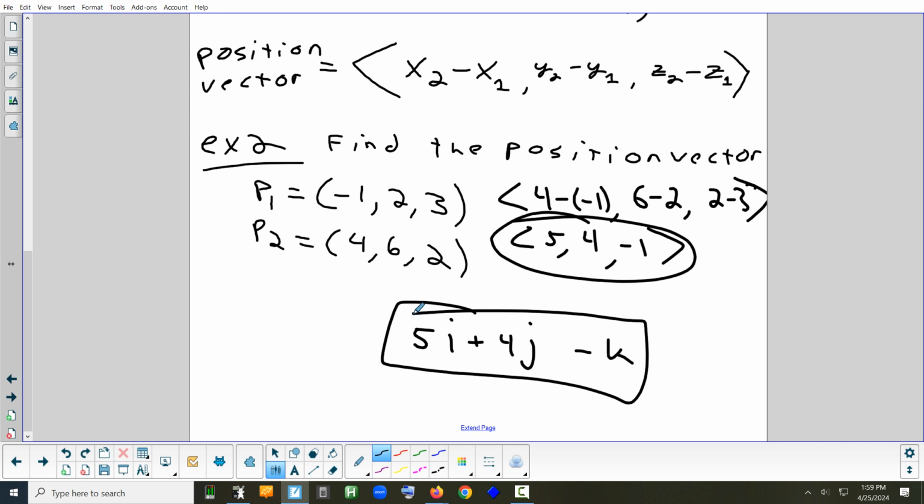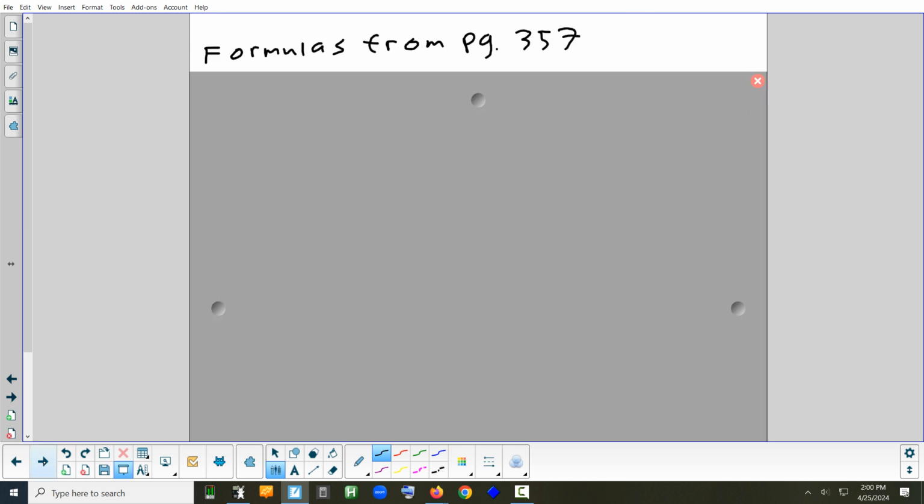Yeah, I've seen people mix those two notations together, like they do 5i, comma, 4j, comma, negative k. Yeah, you can't do that. You can either use the commas with the brackets and no letters, or you use just the letters and you put addition and subtraction signs between them. But don't mix them. Okay, is there any question on writing it either way? All right, so that's finding a position vector.